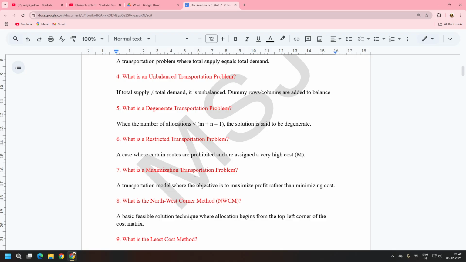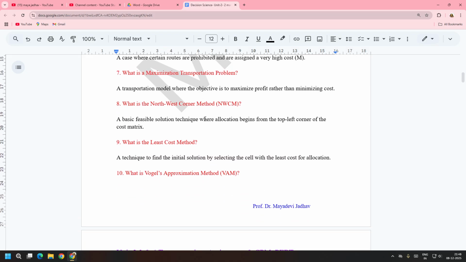What is a maximization transportation problem? A transportation model or problem where the objective is to maximize profit rather than minimizing cost. Here profit maximization is the objective and the secondary is minimizing cost. The focus is on maximizing profit.